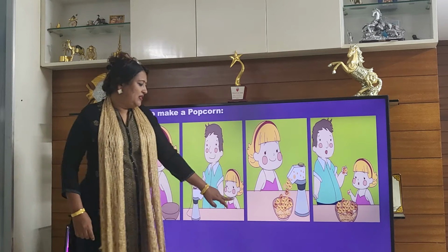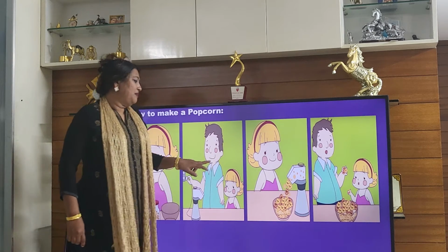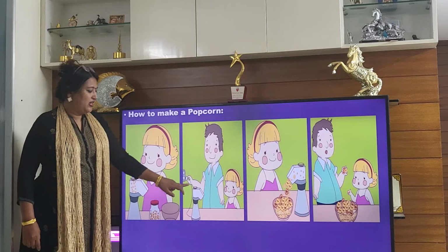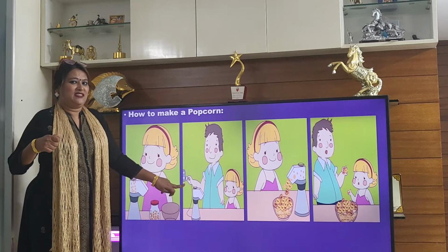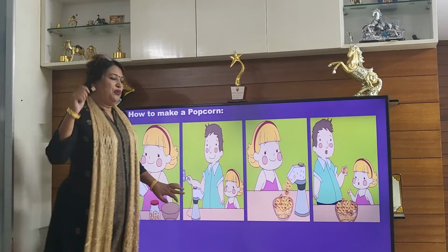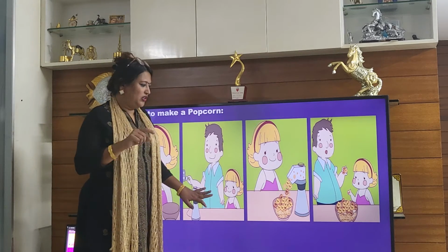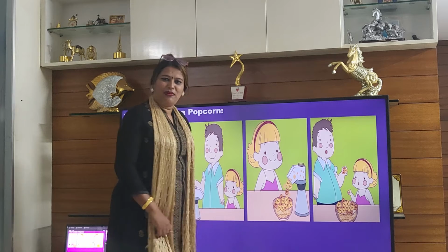So in the same way, the small girl has come along with her dad. So what he's doing, he's actually operating the machine, fitted with the electrical stuff here. You switch on the machine and then you see the magic happening.